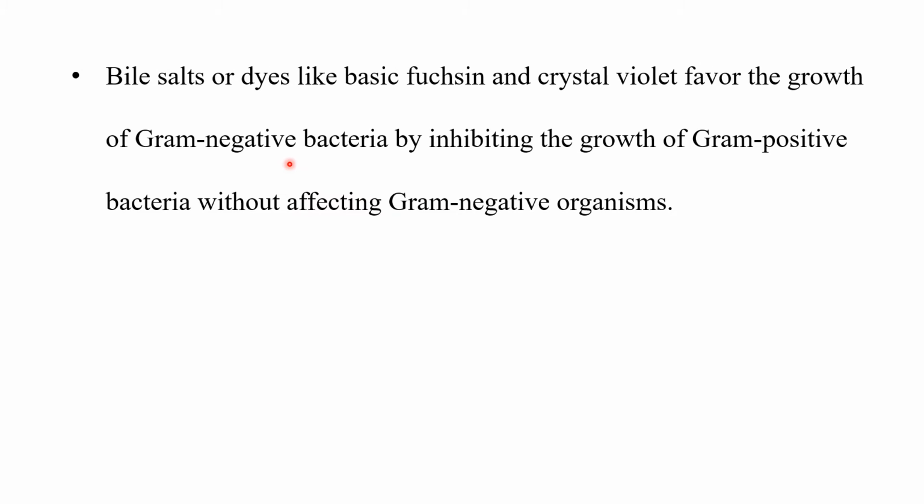Now, selective agents like in the MacConkey's agar will consist of bile salt or dyes like the basic fuchsin or the crystal violet. Now, such a kind of the dyes or the bile salt will favor the growth of gram-negative bacteria. At the same time, the gram-positive bacteria will not tolerate bile salt or the dyes, and therefore such a kind of the media which consists of bile salt or the dyes like basic fuchsin and the crystal violet can inhibit the growth of gram-positive bacteria.